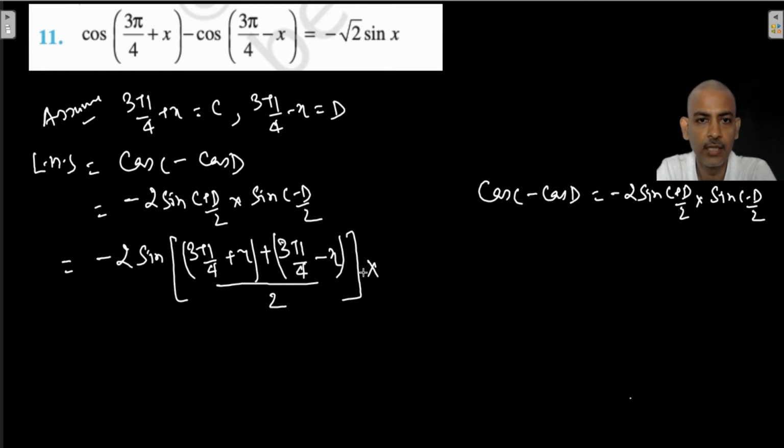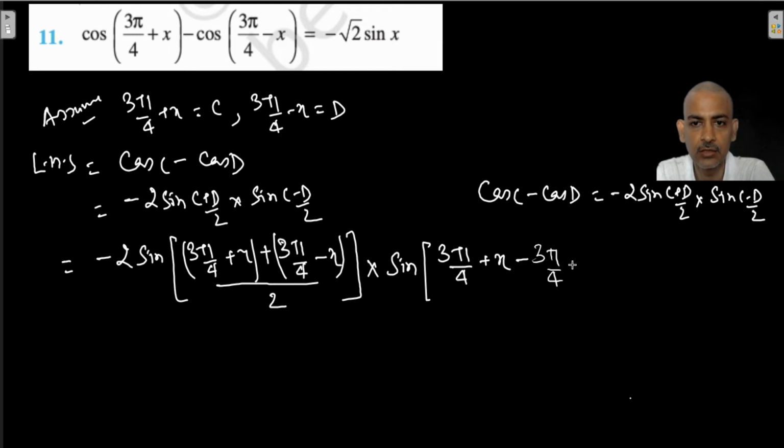And now if you multiply again with this sine C minus D by 2. So what is your C? Again 3 pi by 4 plus x. Alright, minus what you got here is 3 pi by 4 minus x. So you will put 3 pi by 4, and then minus of x is there, and then there is another minus sign, so this will become plus of x, alright, divided by 2.